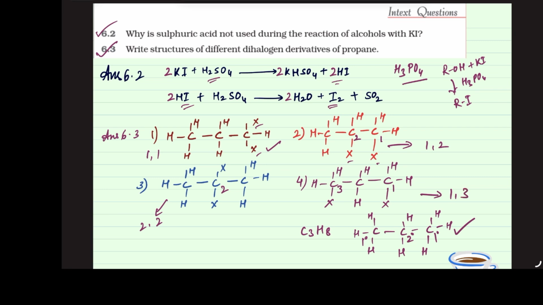If the halogen is chlorine, then the name of the compound will be: the first one will be 1,1 dichloropropane, second one will be 1,2 dichloropropane, third one will be 2,2 dichloropropane, and fourth one will be 1,3 dichloropropane. The numbers show the position of the halogen in the carbon-carbon chain of propane.